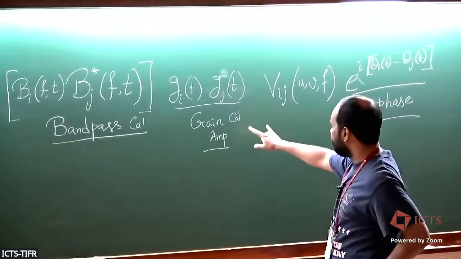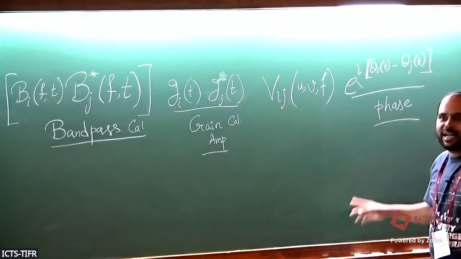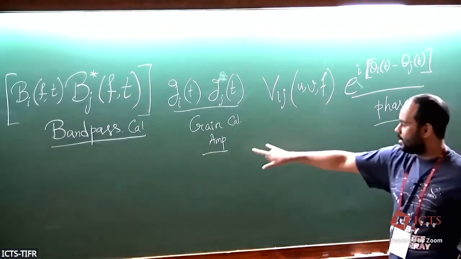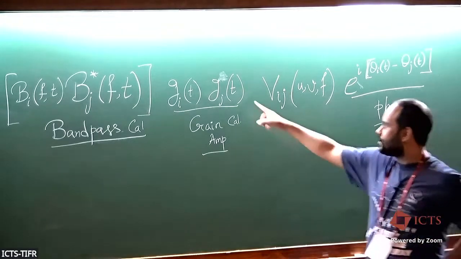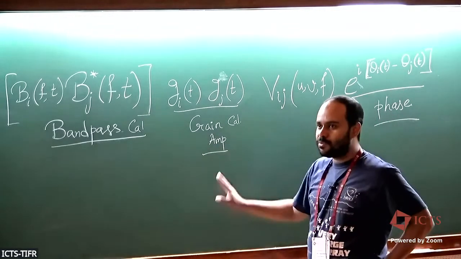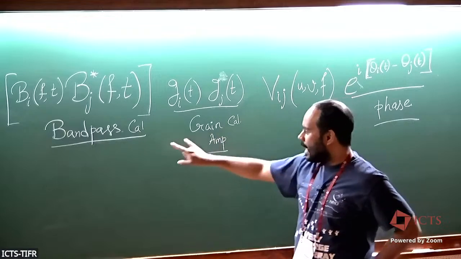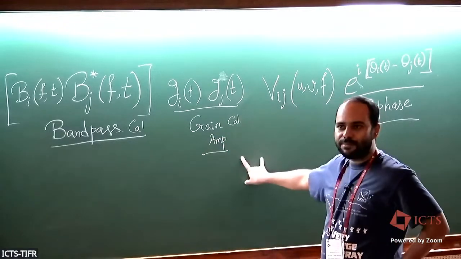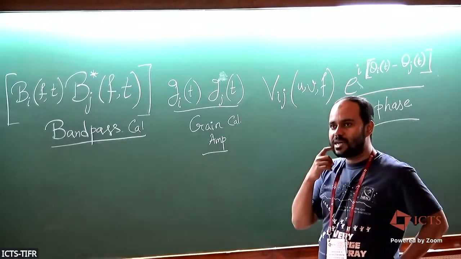And I also divided this gain into amplitude and phase. It is a complex quantity, that's why I divided it into amplitude and phase. And there is no star because I write the complex part here. Okay. And this is your bandpass calibration. So this is what we are going to do. Before bandpass calibration and before this gain calibration, we have one step, which is delay calibration.